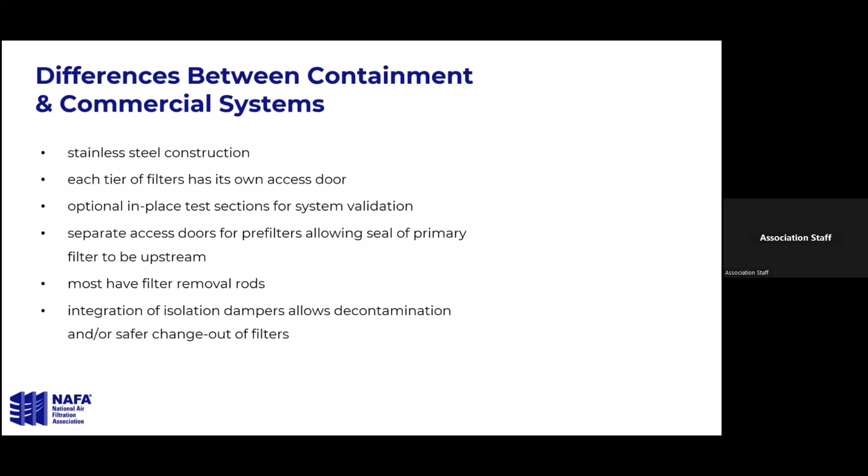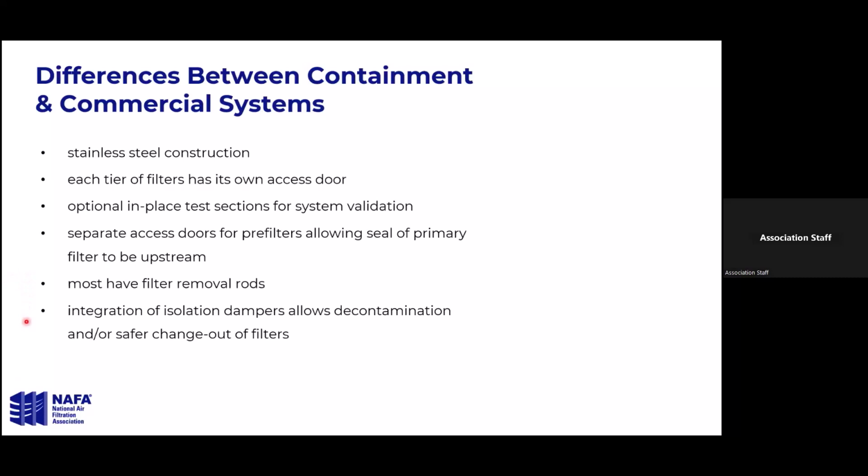Most of these are going to have filter removal rods, especially if you have a 2 wide or a 3 wide housing. And that comes into play, especially when you get into the bag in, bag out process. When you're doing the bag in, bag out process, you're doing that through a PVC bag. And you don't want to have to try to reach way into that housing to get that filter out and risk tearing that bag. You want to be able to bring that filter to the opening so you don't have to reach in. And that's what those filter removal rods help you do.